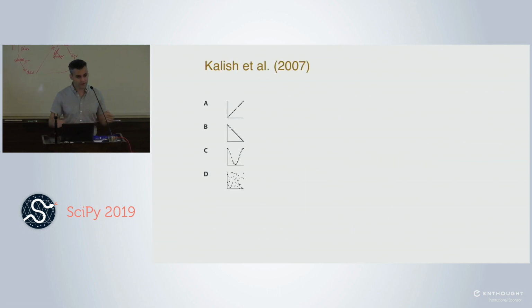So let's take a look at the data. What I'm going to show you is 4 chains, A, B, C, and D.